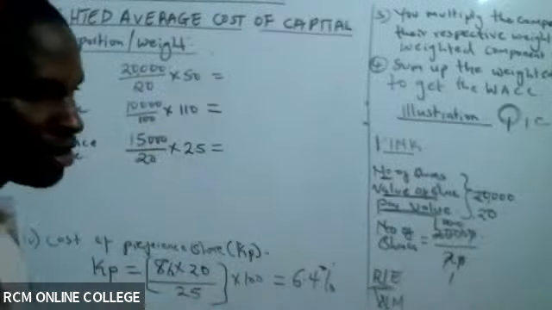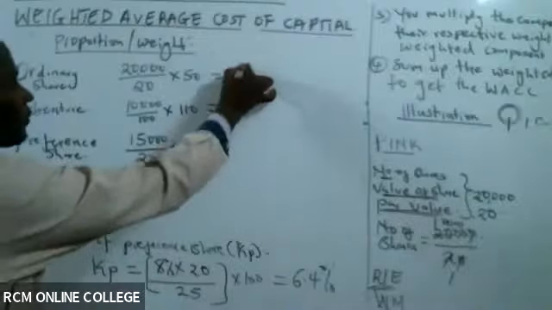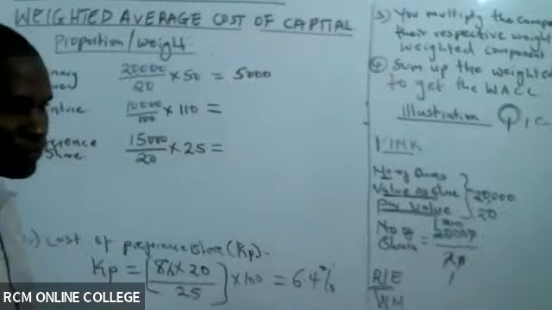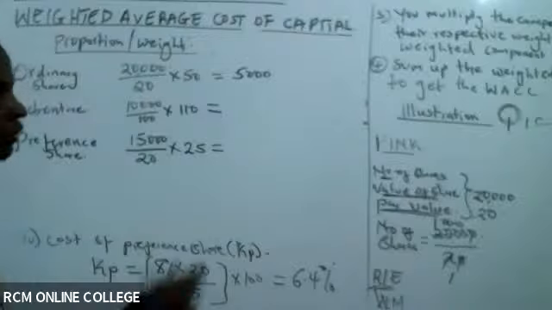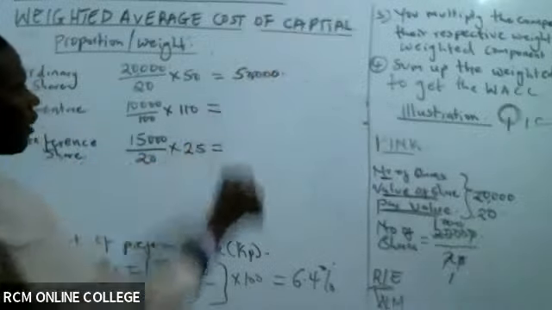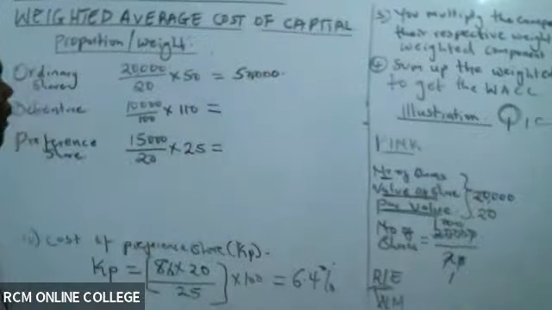Remember, tunataka tujue proportion ya each component kwa hii our capital structure. Value of ordinary share ni ngapi? Is it 5,000 or 50,000? Ni kidogo ama ni mingi? 50,000, right? Juu ni 50, eh? What about hii? Hii tutoe hii na tutoe hii. Itakuwa 11,000, eh?